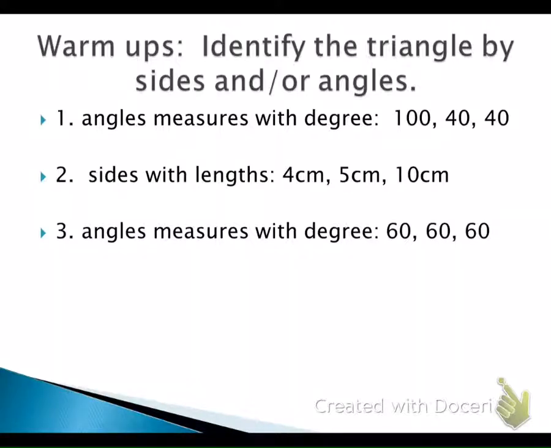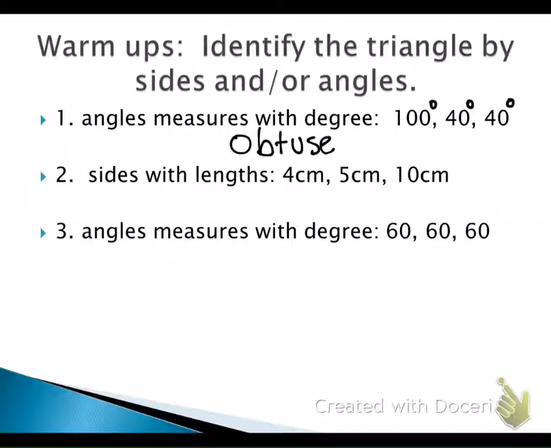So going through these, the first one says we have angle measures of 100 degrees, 40 degrees, and 40 degrees. Because there is one angle that is larger than 90, that makes this triangle obtuse. We don't know about the sides, so for now we will just classify it by angles.